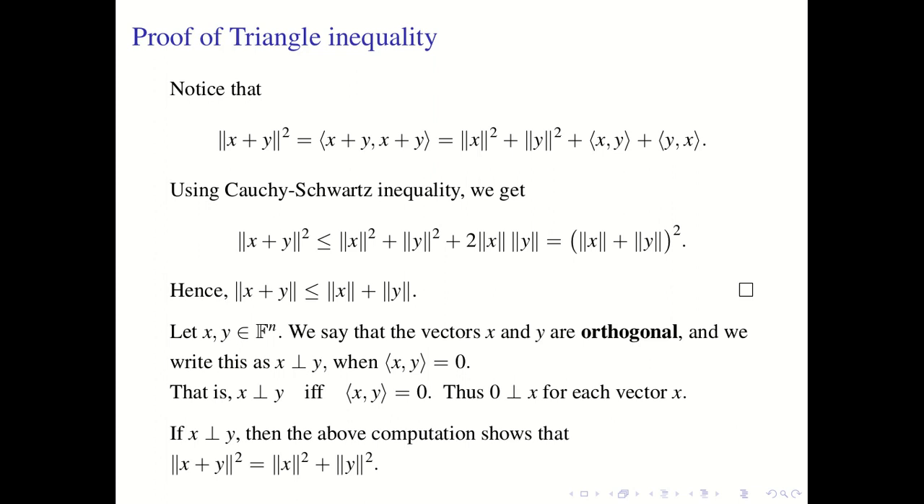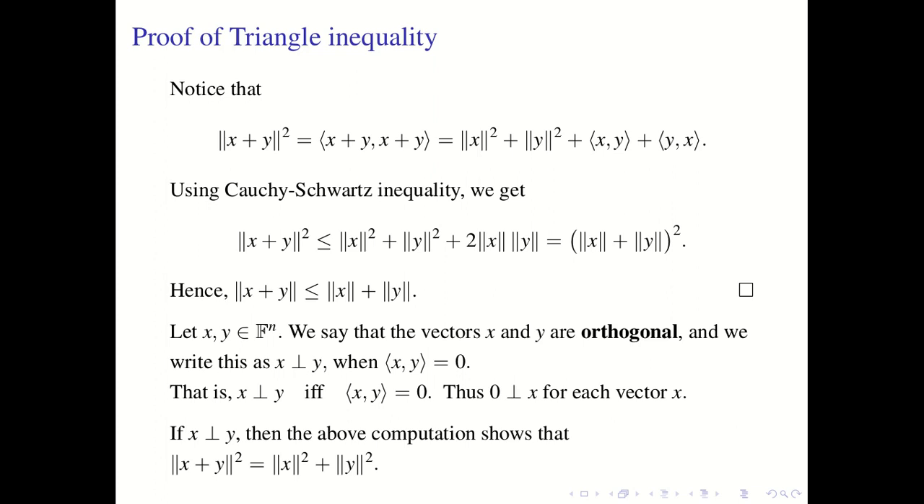And using the Cauchy-Schwarz inequality, we can say that the real part of inner product xy is less than or equal to mod of inner product xy, which is less than or equal to norm x times norm y by Cauchy-Schwarz. Therefore, norm x plus y the whole square is less than or equal to norm x square plus norm y square plus 2 times norm x times norm y, which is nothing but norm of x plus norm of y the whole square. Now taking the positive square root, the triangle inequality follows.